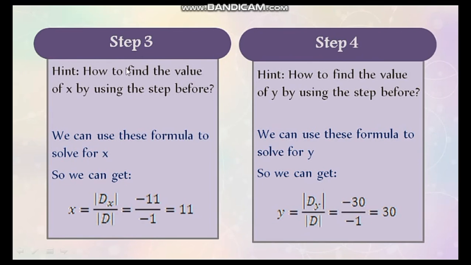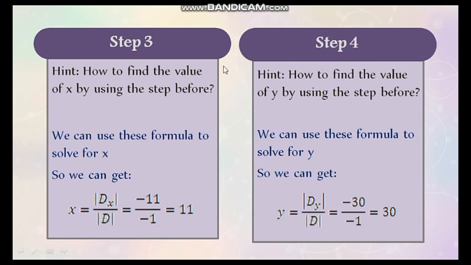Next, step 3. How to find the value of x by using the previous step. We can use this formula to solve for x. So we get x equals determinant Dx over determinant D, equals minus 11 over minus 1, equals 11.